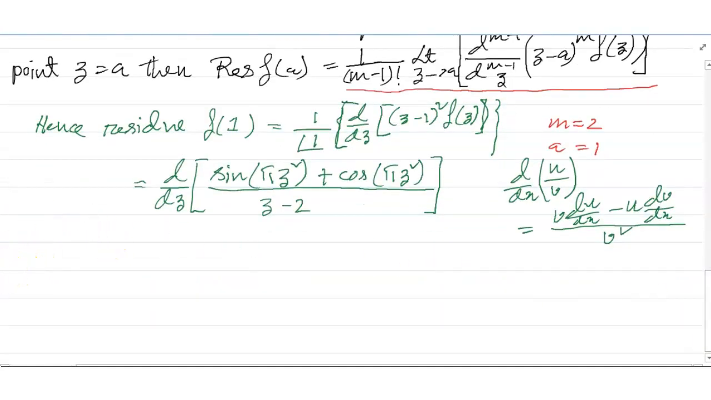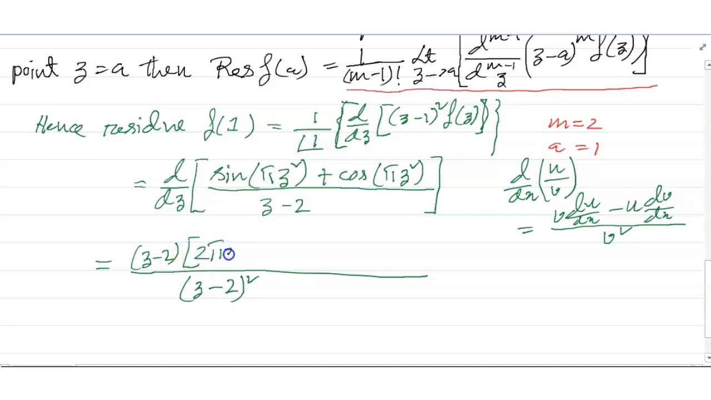Now whatever I get: (z - 2) whole square, and sin(pi z^2) and z - 2 is here because it is the v portion and u is this, so I have to take the derivative, and 2 pi z cos(pi z^2) minus 2 pi z sin(pi z^2).